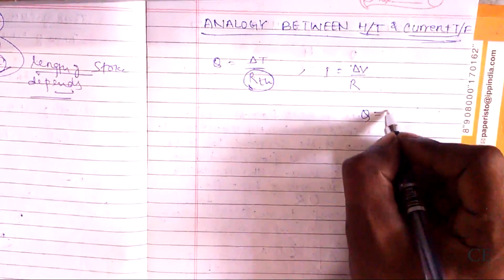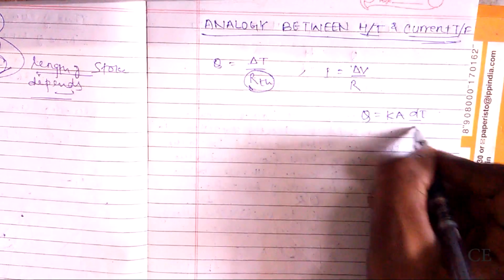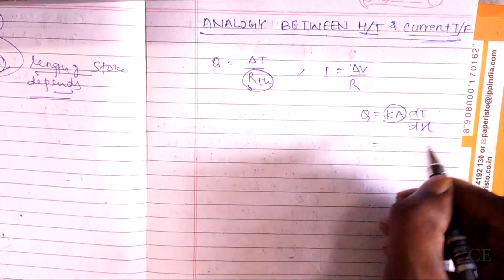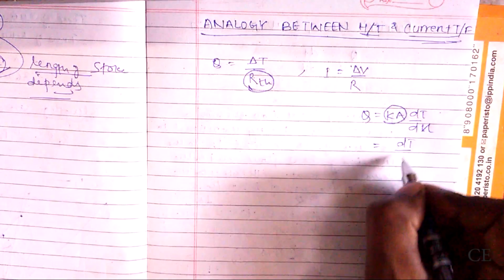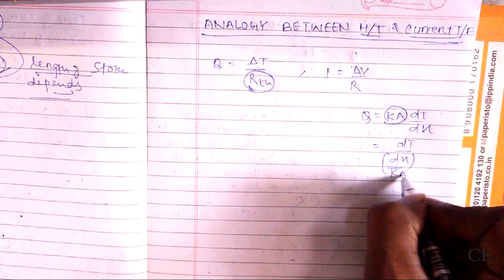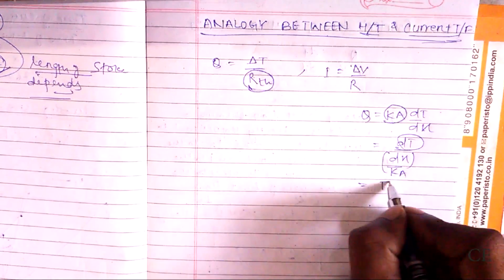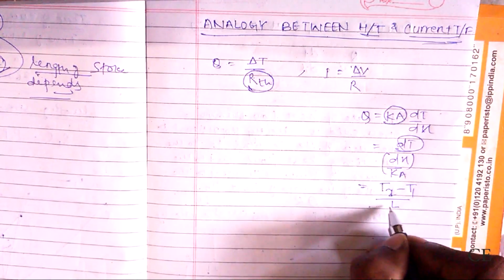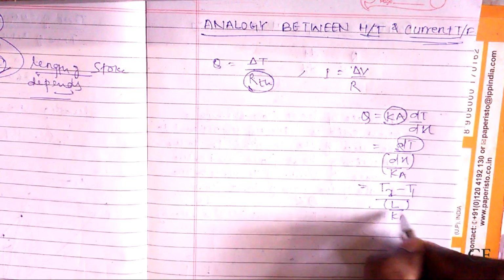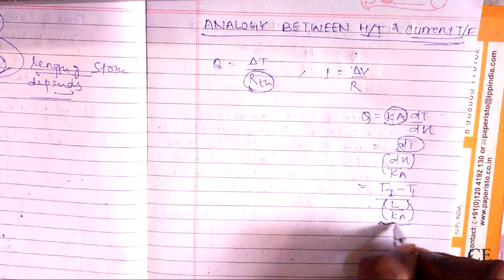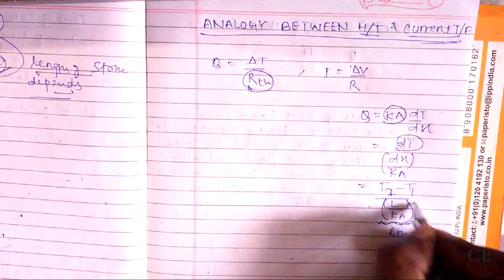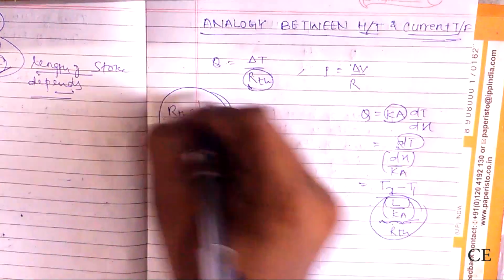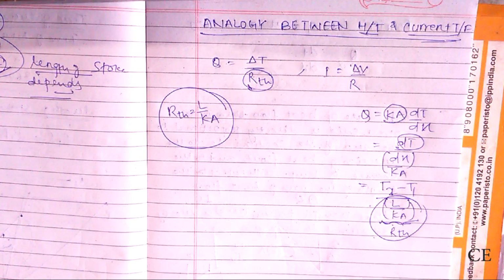We know the formula Q is equal to Ka dT over dx. Now when Ka moves down, it will be dT upon dx whole divided by Ka, or let us put some value for dT, T1 minus T2 or T2 minus T1, and dx would be length L, upon Ka. So the value L upon Ka is called RTH. So RTH is equal to L upon Ka. This is the resistance.